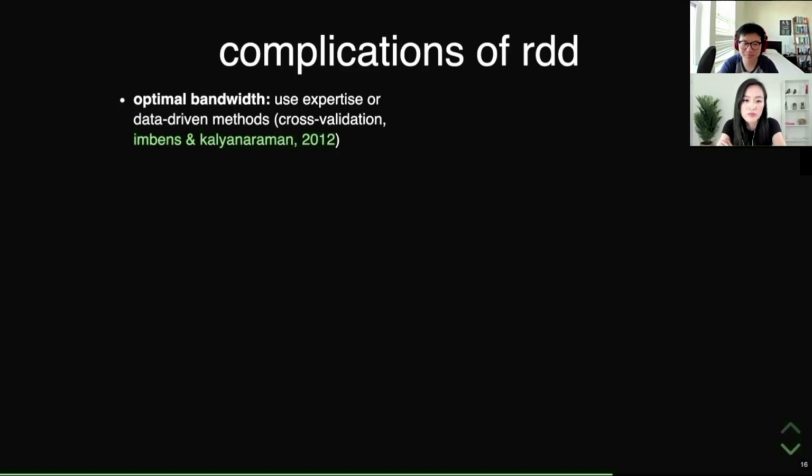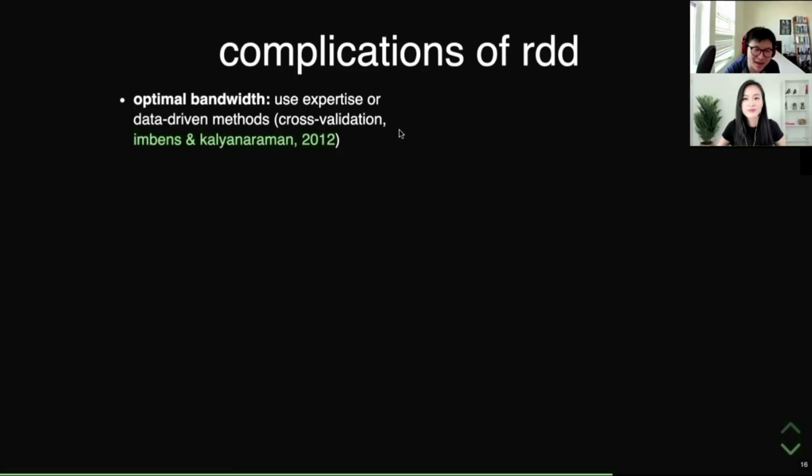So one way is, if you're a domain expert, you can use your knowledge to pick what usually works best. There are also more data-driven methods, like those based on cross-validation. You try out a bunch of different bandwidths to see which one gives you the best estimate of the treatment effect.